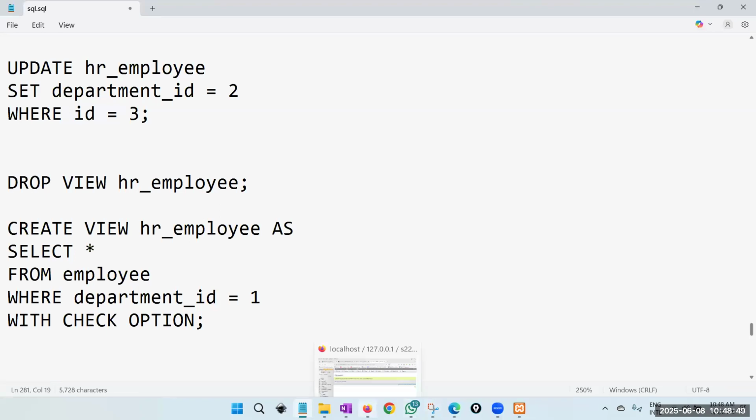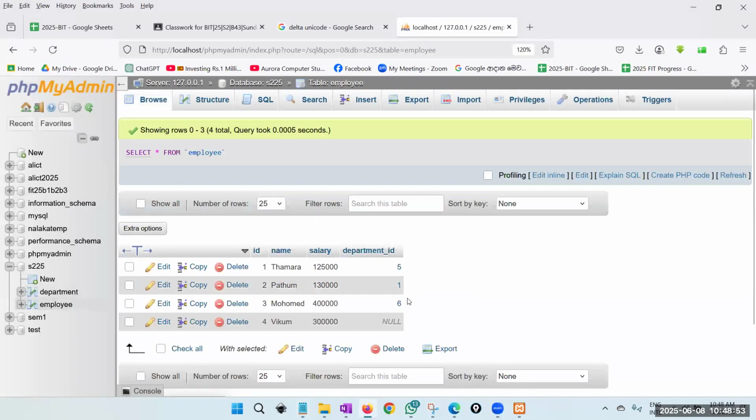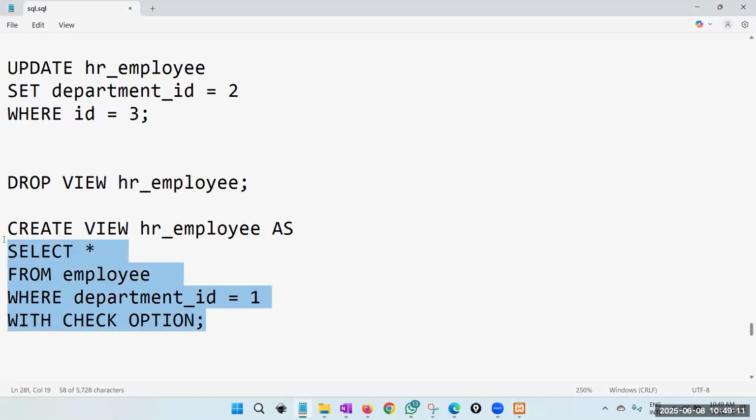Okay, so let me add that employee back to the HR department. Otherwise, we have only one record. I'll change this back to department 1, so that I have 2 records again. Now I'm going to create the view again, but this one is a restricted view where you can't do that kind of updates.